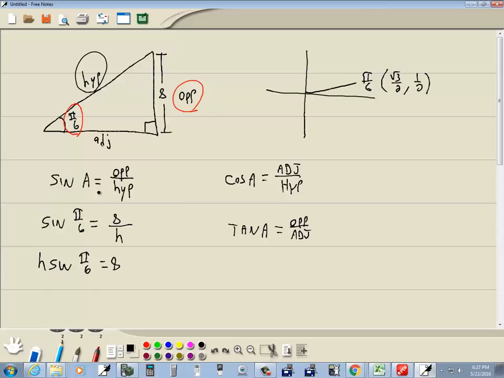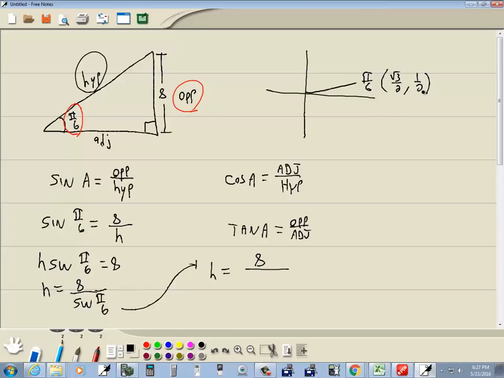H, we said, is what we're trying to find. So we'll divide both sides by sine of pi over 6. We've got 8 divided by sine pi over 6. So then we got H is equal to 8 over sine of pi over 6.